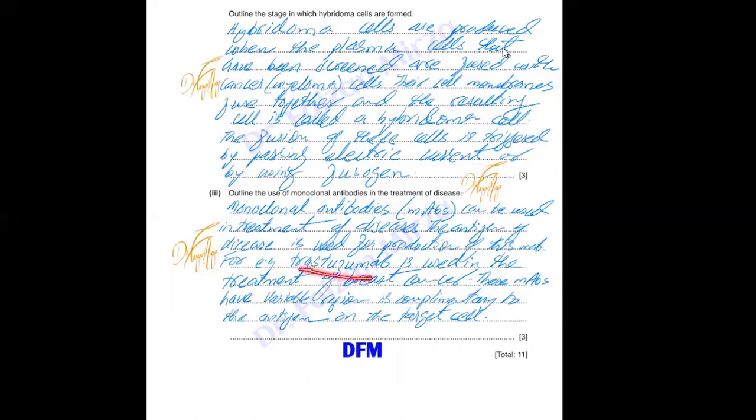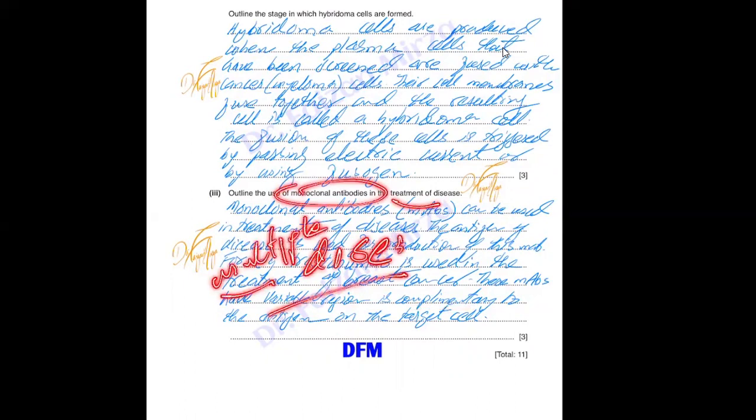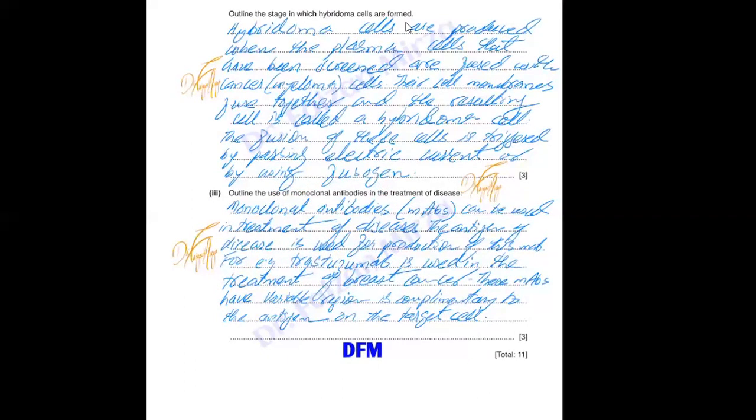For example, trastuzumab is a medicine which is used in the treatment of breast cancer. These monoclonal antibodies have a variable region complementary to the antigen on the target site. Plus, we can also state that when monoclonal antibodies are used in treatment, multiple doses are required for the treatment of a disease when MABs or monoclonal antibodies are used as a mode of treatment.